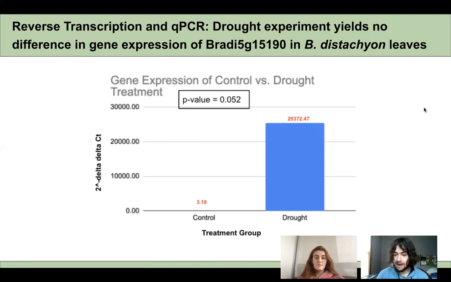And as you can see on the graph, there was a large difference in fold change between the 2 groups. When we ran the t-test, however, the p-value was returned as 0.052, indicating no significant difference between the 2 groups. We suspect that the variance in the data could have led to the high p-value. More analysis would need to be completed to determine the differences.